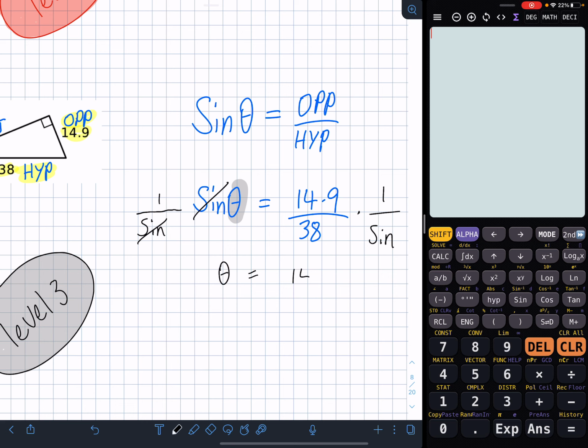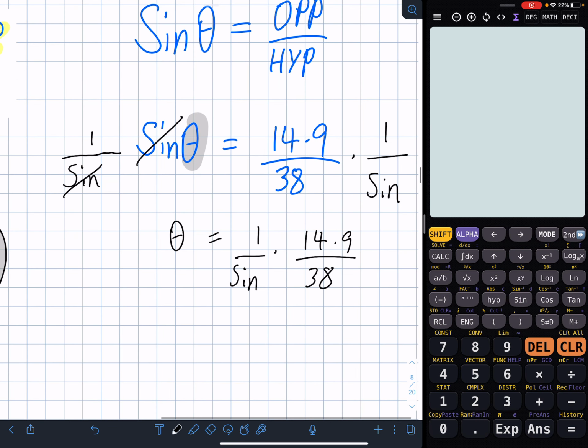equals 14.9 over 38. I'm just going to move that across a little bit to the right and put my 1 over sine here. So we're actually dividing by sine. Okay. And what we know about 1 divided by sine, this is actually 1 divided by sine equals sine to the power of negative 1.